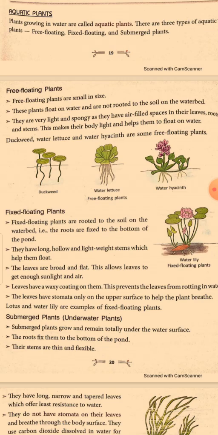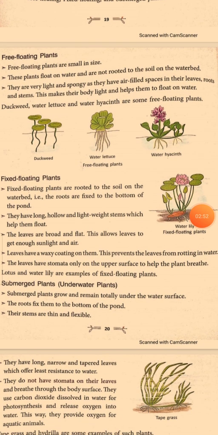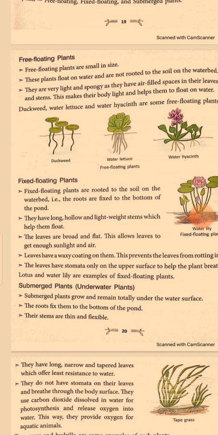Now here is one picture given, water lily. Okay, water lily. If we talk about water lily, it is a fixed floating plant. Why do we say it's a fixed floating plant? Because in this plant, roots are fixed to the water bed. Other parts remain in the water, but roots are fixed. That is why the name is given fixed floating plant. The first line also says fixed floating plants are rooted to the soil on the water bed. Their roots are fixed to the bottom of the pond.